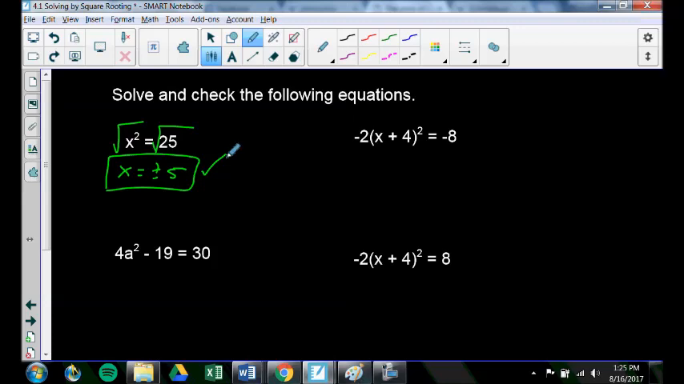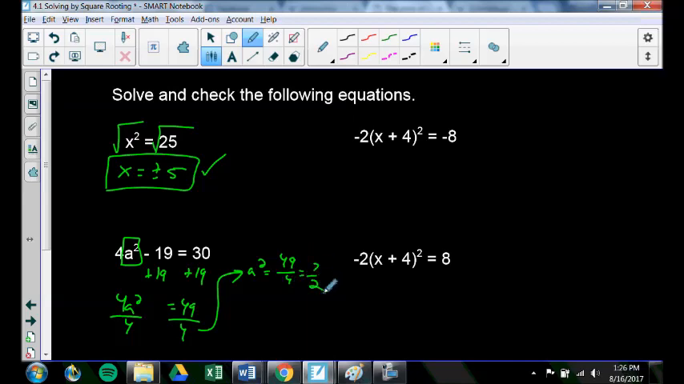Now I want to get this thing by itself first. So I'm going to add 19 to both sides, and that gives me 4a squared equals 49. Divide both sides by 4, and that gives me a squared equals 49 over 4.